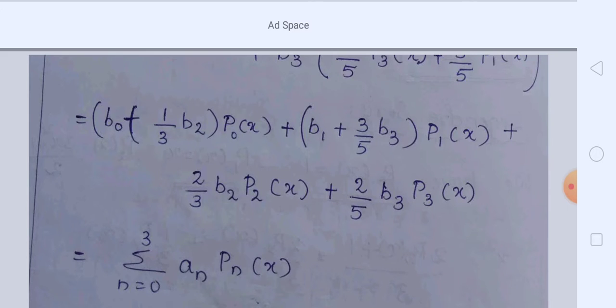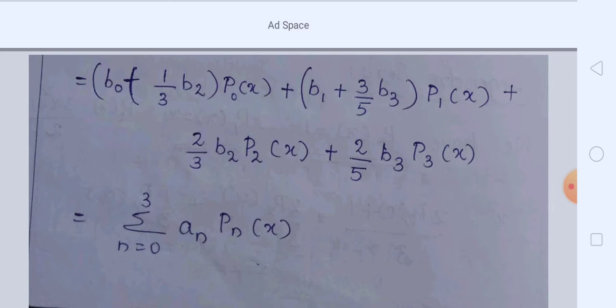That is equal to the sum over n varying from 0 to 3 of an into Pn(x). Here an means the coefficients of Pn(x). a0 is the coefficient of P0, a1 is the coefficient of P1, a2 is the coefficient of P2 and a3 is the coefficient of P3. Here a0 is equal to b0 + (1/3) b2 and a1 equals b1 + (3/5) b3. Therefore, any third degree polynomial can be written as the sum over n from 0 to 3 of an Pn(x).